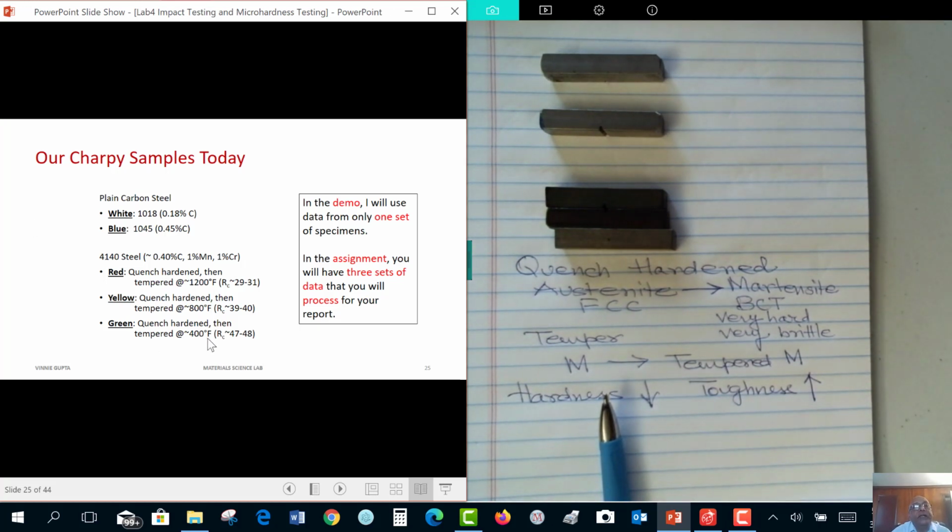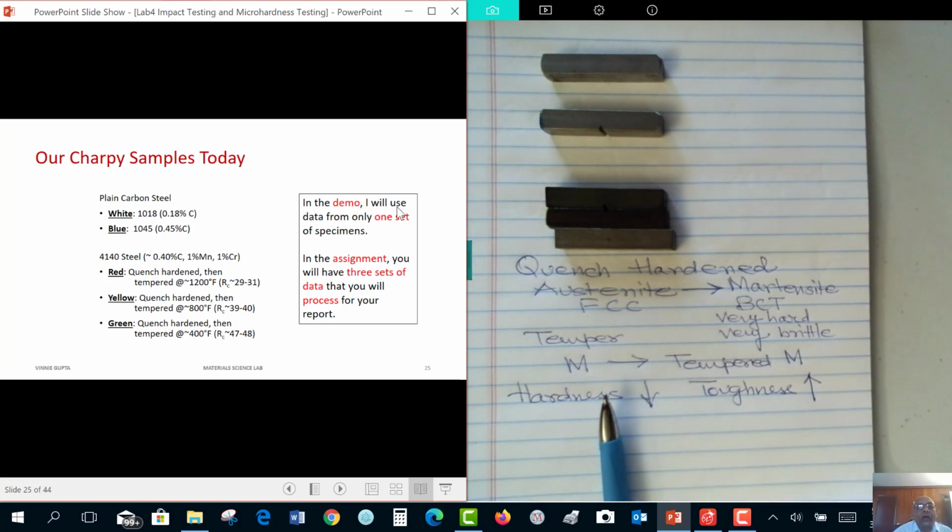So we have tempered it at low temperature, tempering temperature 400 degrees Fahrenheit. Its hardness is about 47. Higher temperature, hardness is lower. Very high tempering temperature, you can see it has the lowest hardness. So what we are going to do is measure its impact toughness.